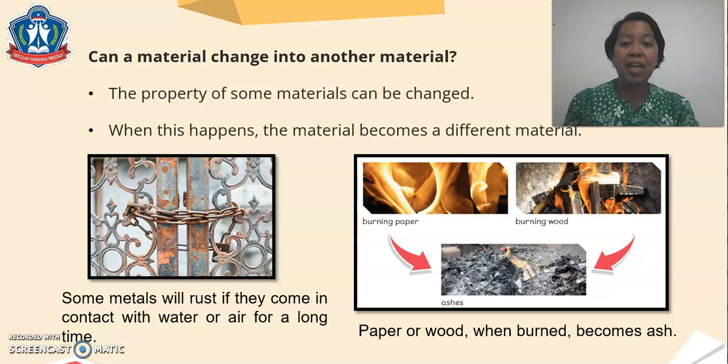Can a material change into another material? The property of some materials can be changed. When this happens, the material becomes a different material. Some metals will rust if they come in contact with water or air for a long time, while paper or wood, when burned, becomes ash.